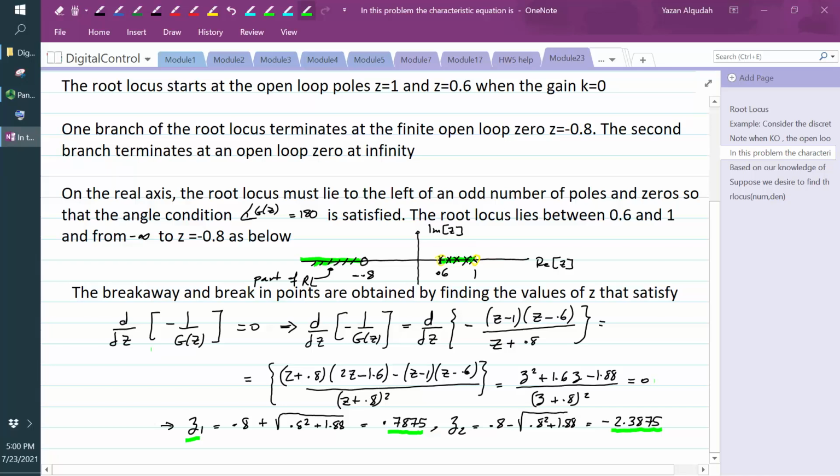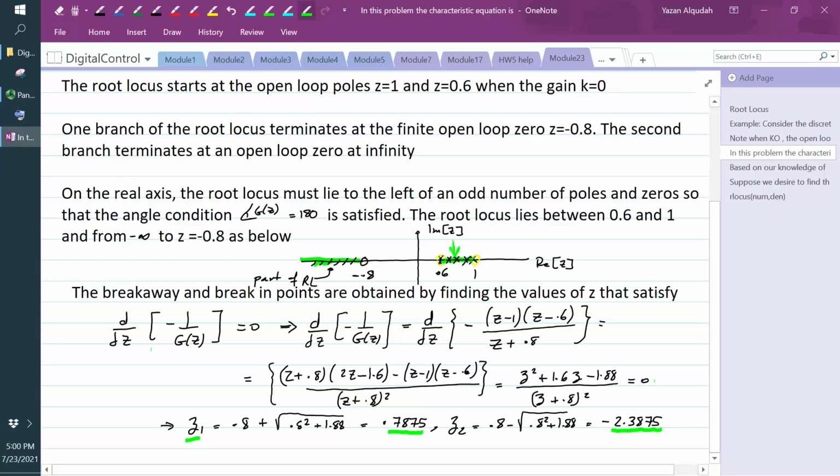Now what we do, if you remember, is we come to the root locus. If they are in a valid region of the root locus, then they are going to be breakaway or break-in points. If the value that I calculated here does not belong to the root locus, then we can ignore it. In this case, we have 0.78, which is going to be somewhere here.